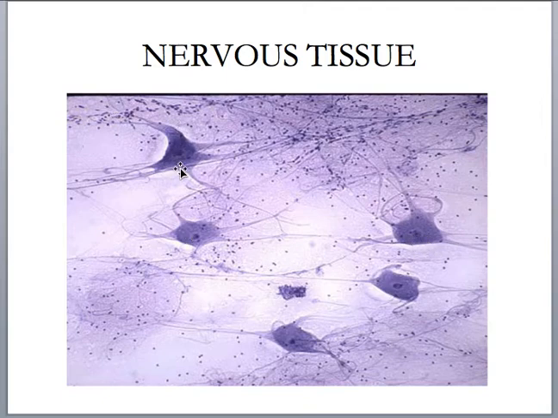You can see it has a large cell body. That little dark staining circle that's in the center, that's the nucleus. And then it has these really long processes that come off of it. No other tissue looks like this. So usually this is a pretty easy couple of points on the test if I give you the nervous tissue slide.